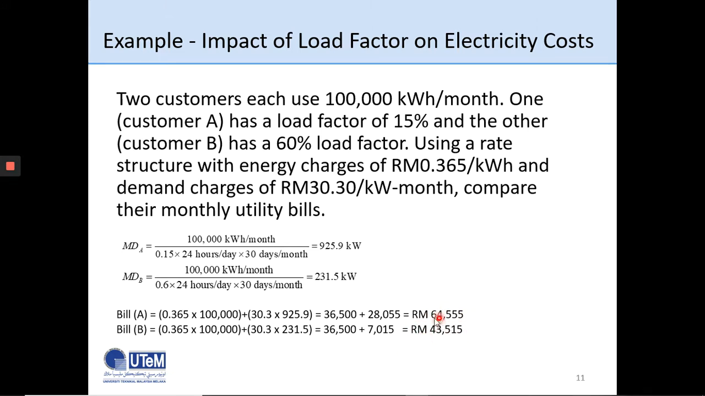So a huge difference. In essence, this is because TNB wants to encourage customer A to reduce the maximum demand, or to even out their electricity usage so it does not peak so high at any given time. So this is the fundamental of load factor.